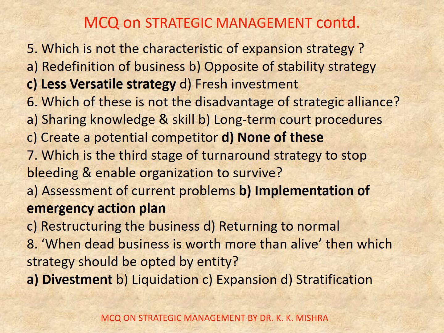7. Which is the third stage of turnaround strategy, to stop bleeding and enable organization to survive? A. Assessment of current problems. B. Implementation of emergency action plan. C. Restructuring the business. D. Returning to normal. Correct option is B. Implementation of emergency action plan.